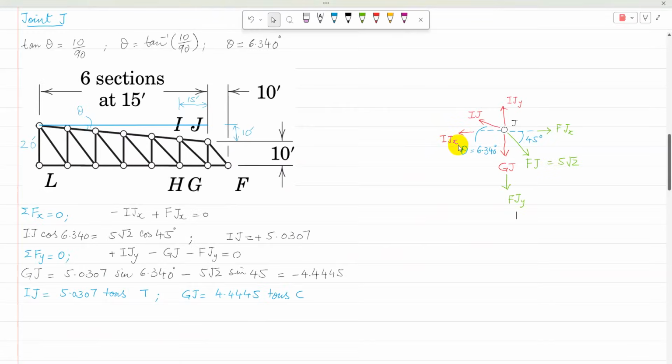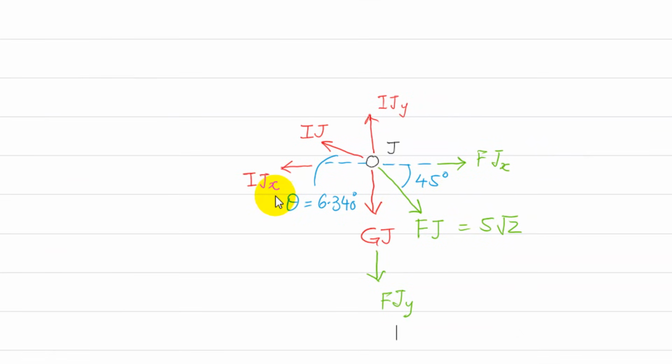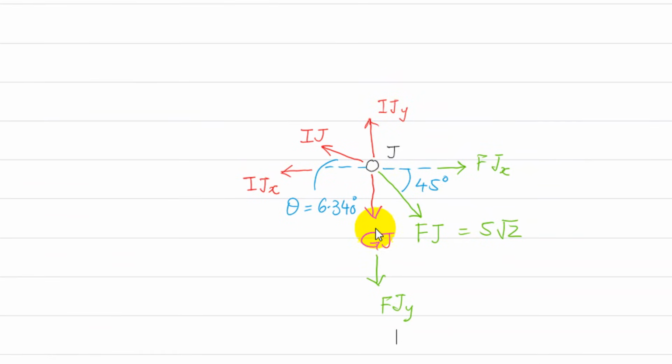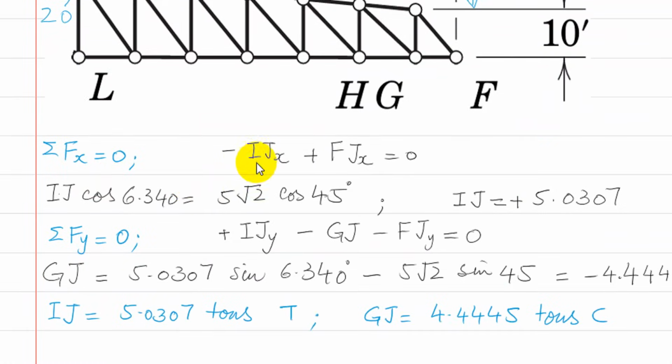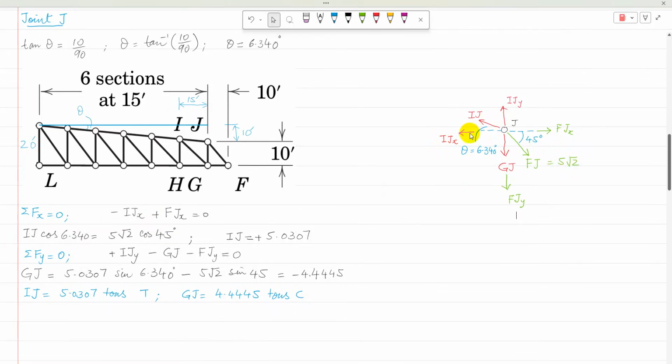So there is one unknown in horizontal direction, and there are two unknowns in vertical direction. So first I'm going to apply sigma Fx equal to 0, and sigma Fx equal to 0 is minus Ijx plus Fjx. So minus Ijx plus Fjx is equal to 0. So Ijx is equal to Fjx.